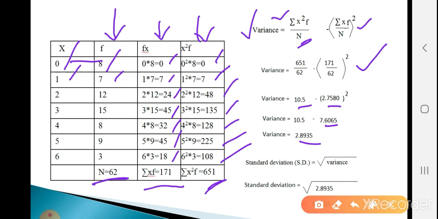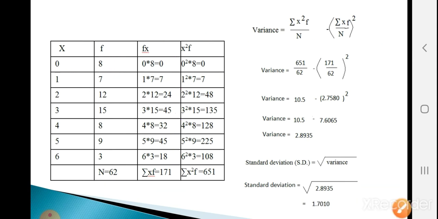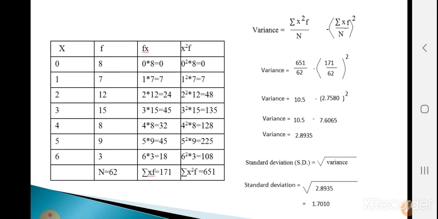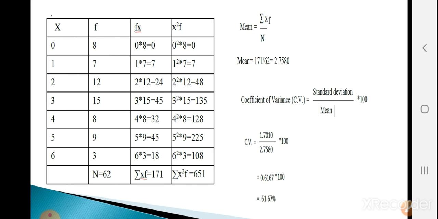Now calculate the standard deviation. The formula for calculating the standard deviation is square root of variance. So the variance value is 2.8935. So the square root of 2.8935 is 1.7010.